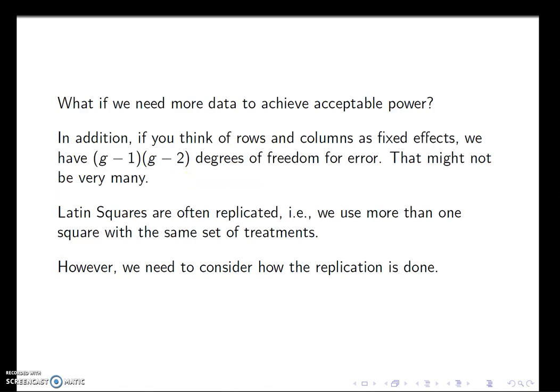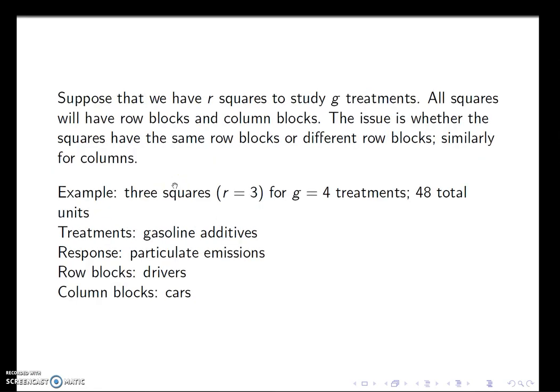So we'll often replicate those. We'll use multiple squares with the same level sets of treatment, so we get replication of Latin squares. This I saw all the time when I was at Oklahoma State. Suppose we have R squares to study J treatments. All squares will have row blocks and column blocks. And then the issue is whether we get those same row blocks or different row blocks for those replications.